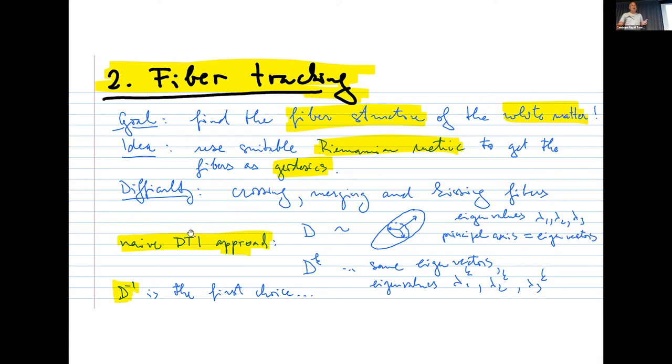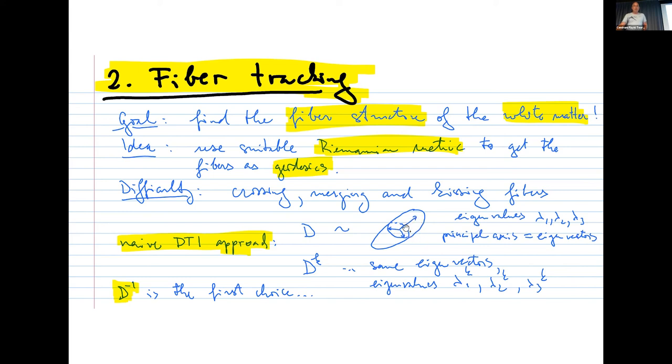And a very naive approach at the second order level, with the DTI modality, so diffusion tensor imaging modality, is the following. You can see the ellipsoid I'm talking about all the time. And the ellipsoid corresponds to the quadratic form. There are the sizes of the principal axes, which I call eigenvalues lambda one, lambda two, lambda three. And there are the principal axes, which are the eigenvectors. They are just given by the matrix, left multiplied by the eigenvalues, right?